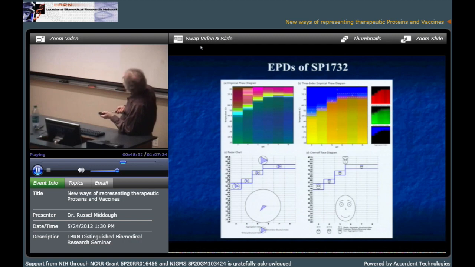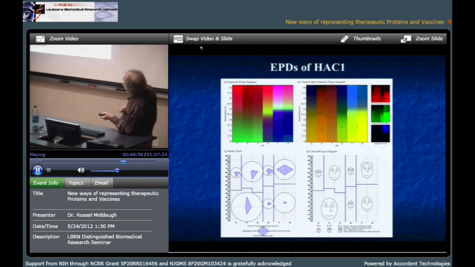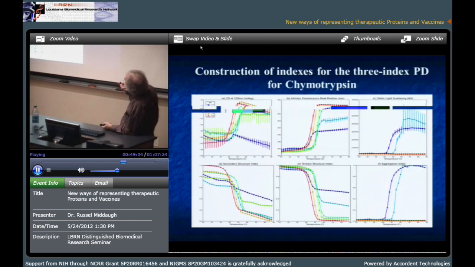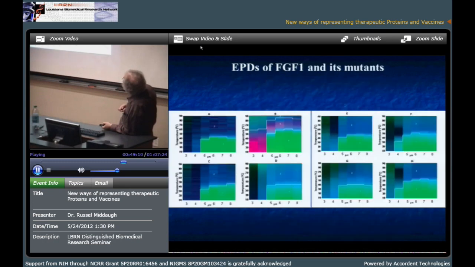Anyway, I have a bunch of these. This is for serum albumin, but here's the data. Here's one for one of those staphylococcal proteins. This is the hemagglutinin, the major protein in flu vaccines, right here. You can see how complex these diagrams are, okay? Aldolase, a model protein, chymotrypsin, okay?